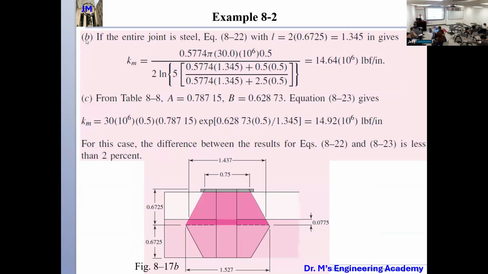So if these two are made of steel, it will be easier, and you can just use the simplified version. For this, we use the empirical equation, and because it's steel, based on that table, we can get the corresponding A and the corresponding B, and using this equation you can calculate the Km. As you can see, this Km analytical solution and this empirical solution are very close.